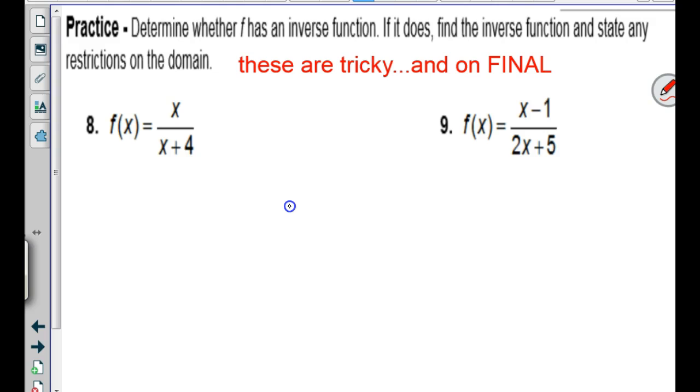Okay, when there is an x in 2 places, when we switch the x and y, we're going to have a y in 2 places. So it's going to require some steps, okay? It's going to require factoring. Just remember that.